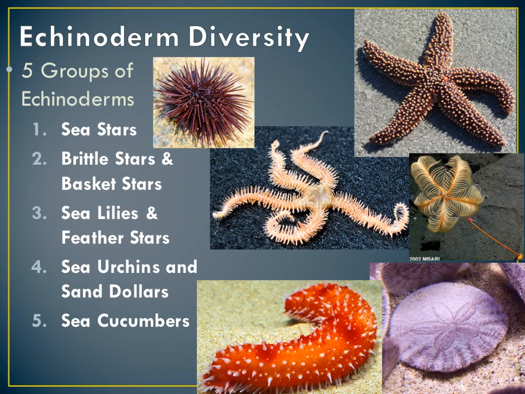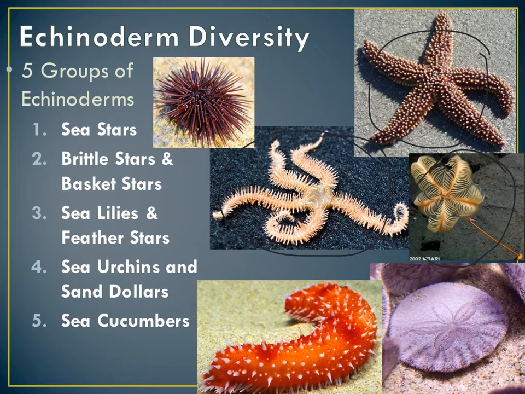There are 5 groups of echinoderms that we're going to look at. The first, and the one that most people probably know about, are the sea stars. Sea stars are also known as starfish, and this is a picture of one right here. Then we also have the brittle star and the basket stars. These are very much like sea stars, but they have a little bit longer limbs and a smaller, like, central piece to their body. Then we also have the sea lilies and feather stars, and this is a picture of a sea lily right there.